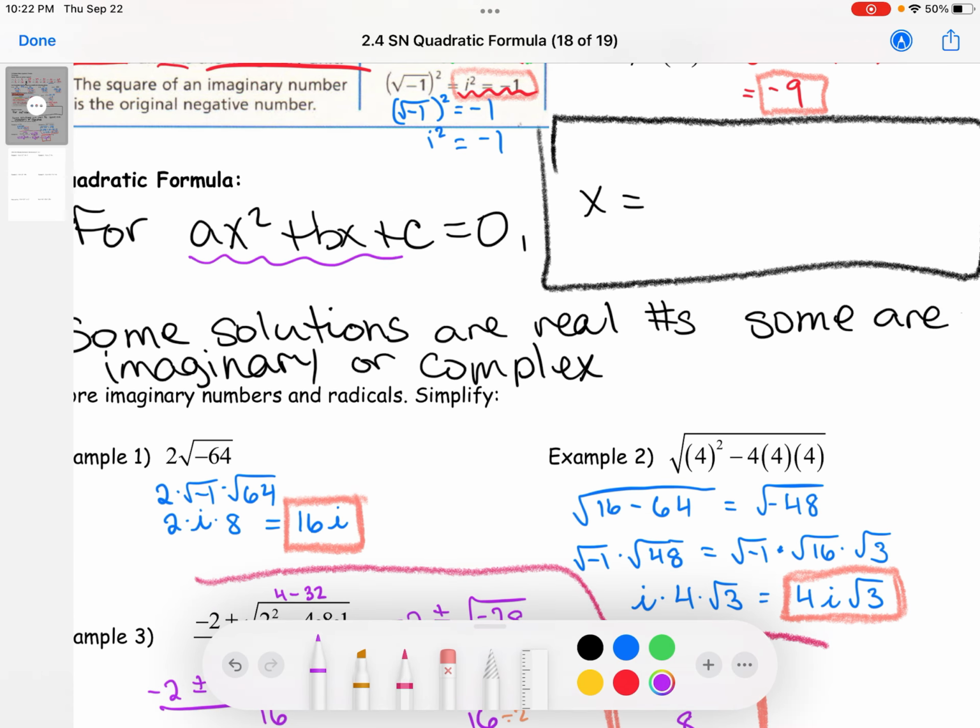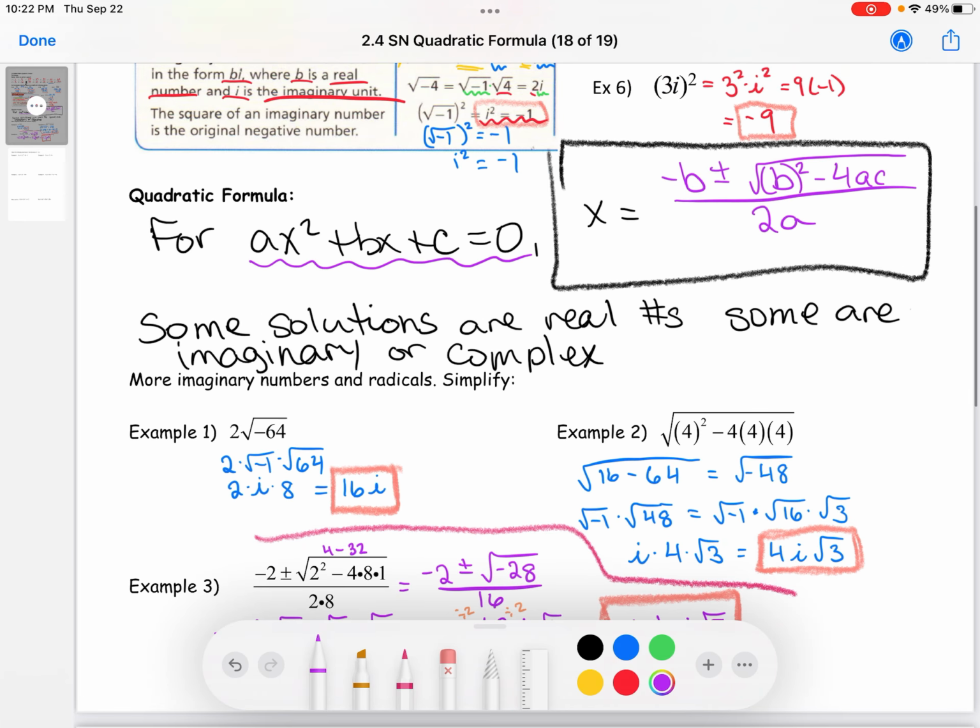does this. When ax squared plus bx plus c equals 0. You might see it as a y equals instead of an equals 0. To solve that, we can plug it into the quadratic formula. And the quadratic formula is -b plus or minus the square root of b squared minus 4ac, go ahead and put that b in parentheses, all over 2 times a. That is the quadratic formula. a, b, and c being the coefficients and constants in the equation.